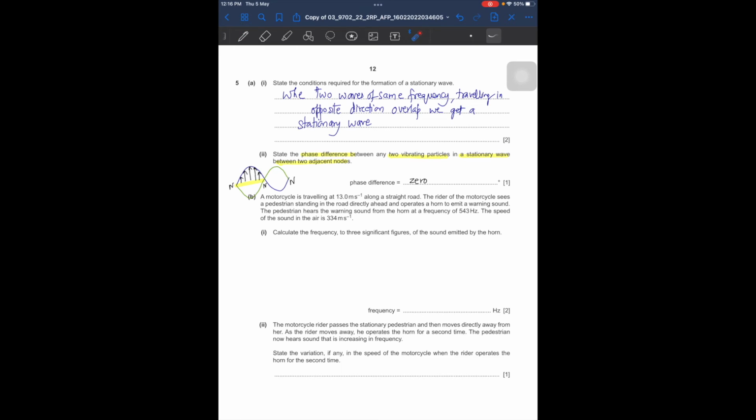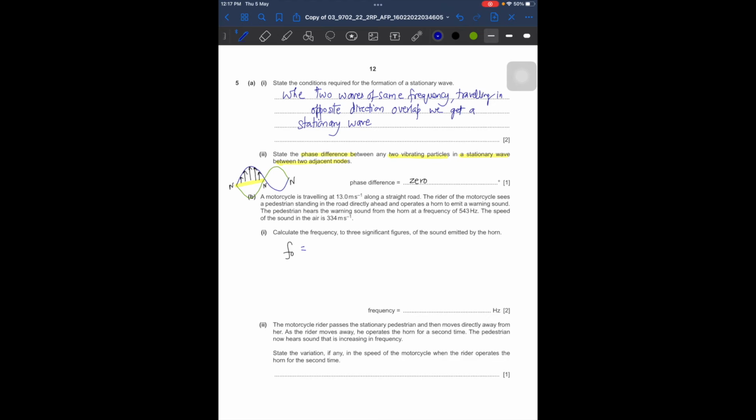Next, let's see what's the next question. It seems that it's a Doppler effect problem. A motorcycle is traveling at 13 meters per second along a straight road. The rider of the motorcycle sees a pedestrian standing in the road directly ahead and operates a horn to emit a warning sound. The pedestrian hears the warning sound from the horn at a frequency of 543. The speed of sound in air is 334. We want to find the frequency of the sound emitted by the horn. That means we want to find the frequency of the source. So let's recall the formula.